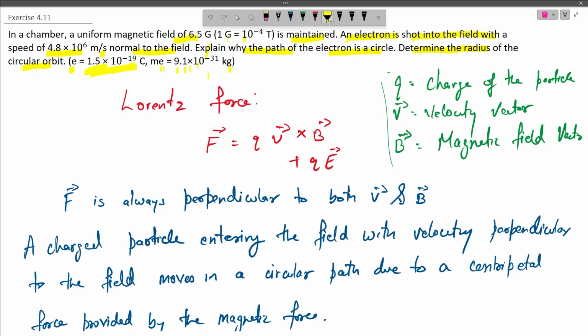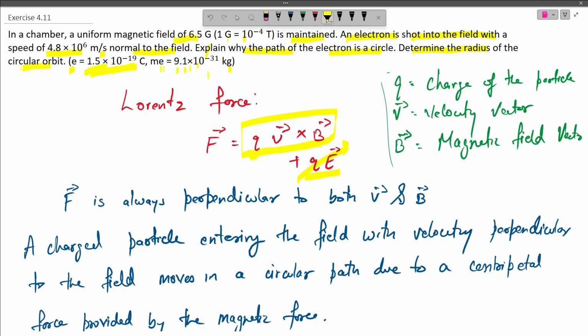The total force on a charge moving with the velocity v in the presence of magnetic and electric field B and E respectively is called the Lorentz force, and it is given by q times v cross B, which is the magnetic force, and q times E, that is the electric force. Now in this scenario there is no other charged particle, so we can neglect this force and we will solely focus on this magnetic force, that is q times v cross B.